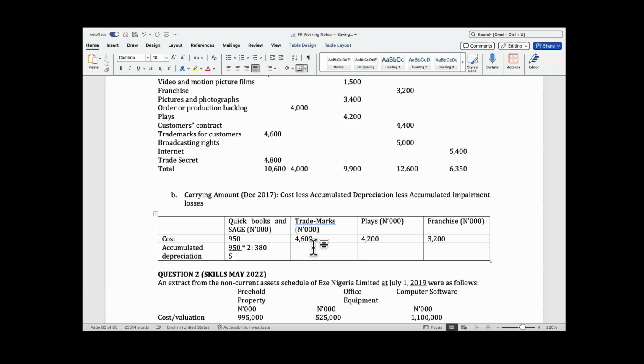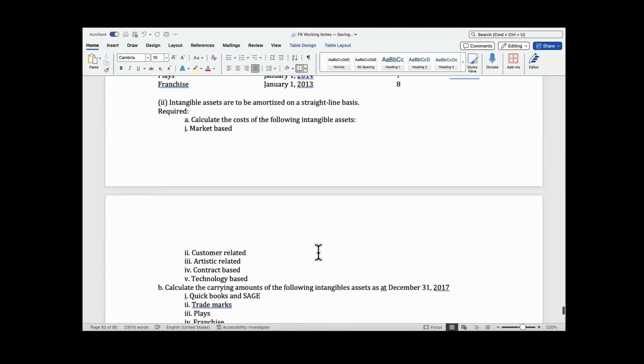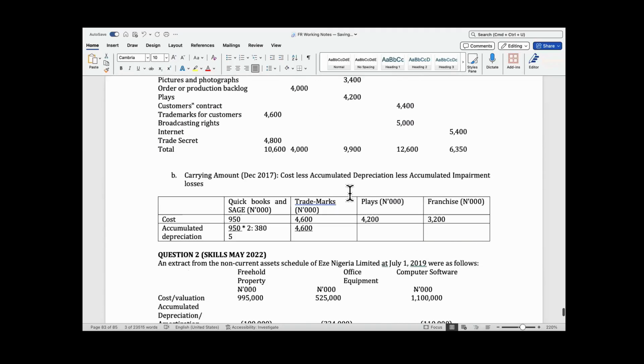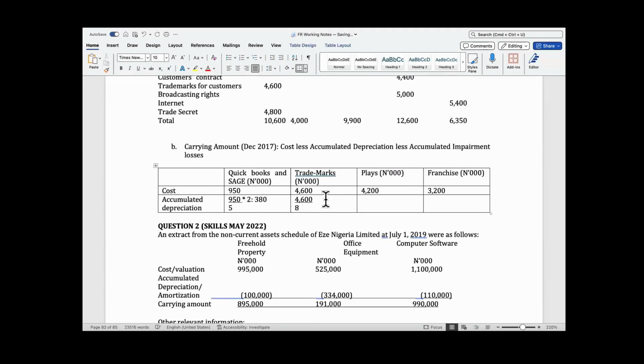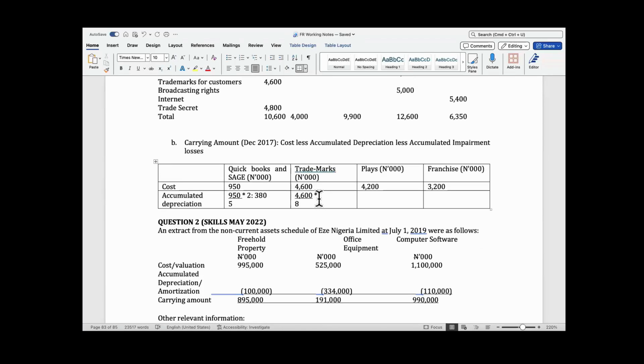Now for the trademarks, that is 46 divided by how many years for the trademarks? It's 8 years. And we bought it January 2015. So 8, multiplied by, we bought it in 2015. That's how many years ago? 3 years, 15, 16, 17. So that's how much? 1,725.